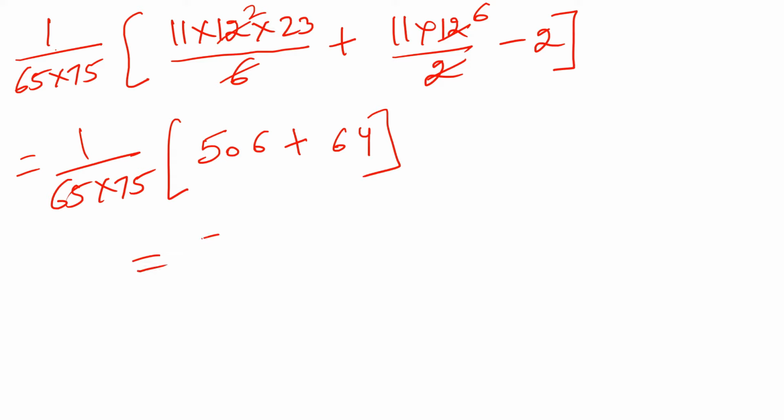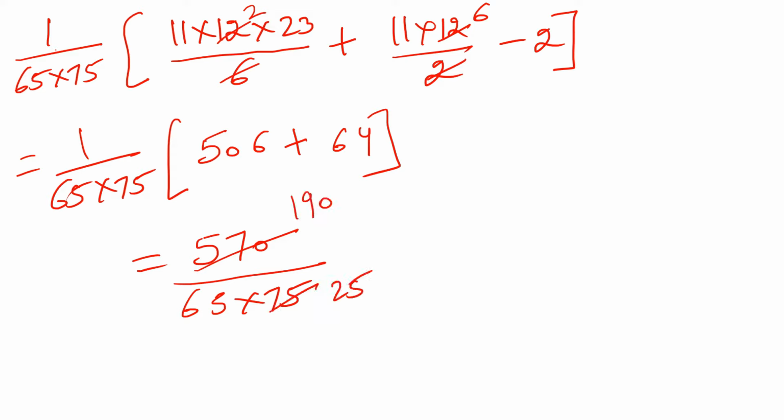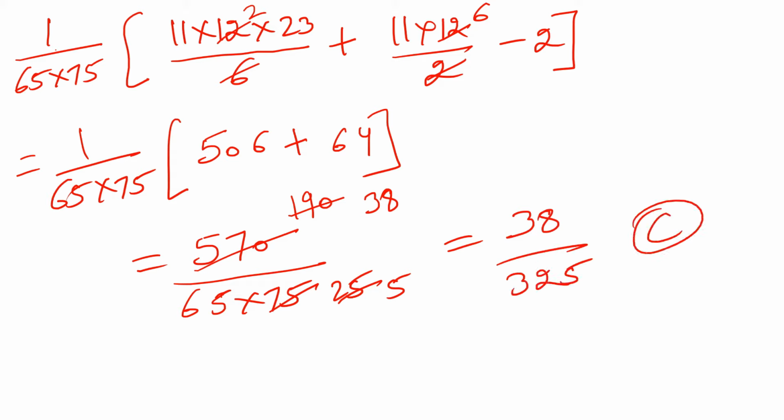So finally I can write this value as 570 divided upon 65 into 75. Now just divide up and down by 3. So we get 190 and here we get 25. Further we divide by 5 up and down. We get 38 over here and here it's just 5 into 65. So the final answer becomes 38 upon 325. So that means C option is the correct one. Now students, this was a nice problem on the topic of probability. I hope you must have understood how we have solved it. Now we move to our next problem.